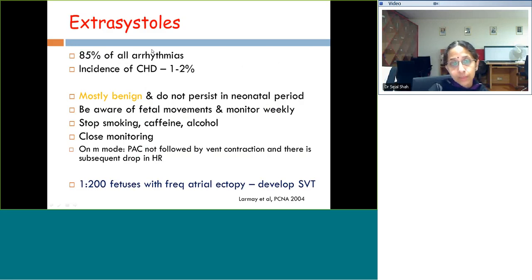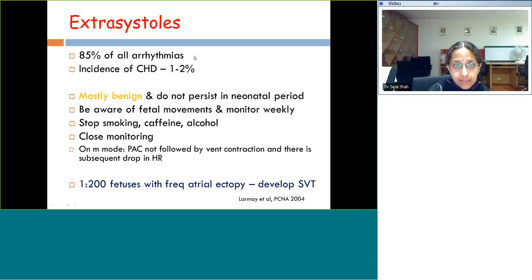So the first abnormal rhythm we usually come across is the extrasystoles. They are common and they account for 85% of all abnormal rhythms in fetal life. The associated congenital heart disease incidence is very, very little. Most of the extrasystoles are benign, and it is not uncommon to have very infrequent extrasystoles in pregnancy. As we understand, anything more than 1 in 10 beats is considered abnormal. Anything less than that is commonly seen in pregnancies. However, if we decide that it's more than 1 in 10, then what to do?